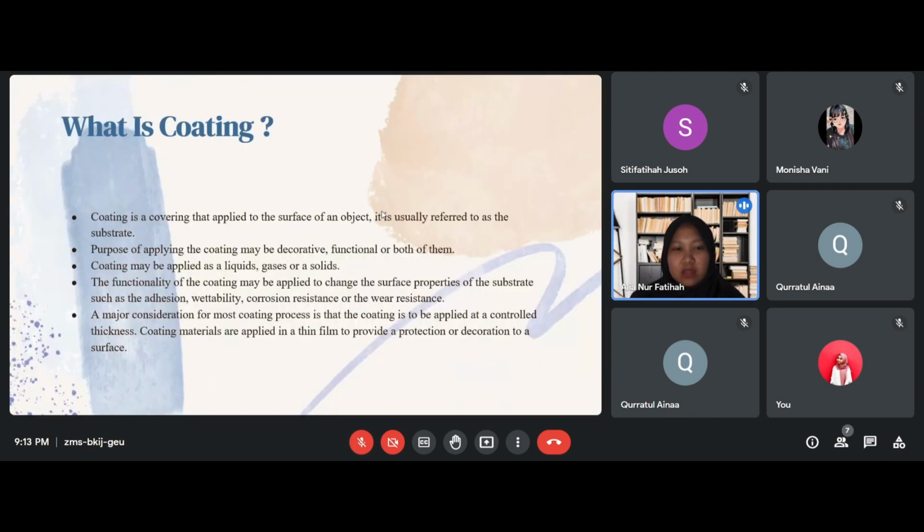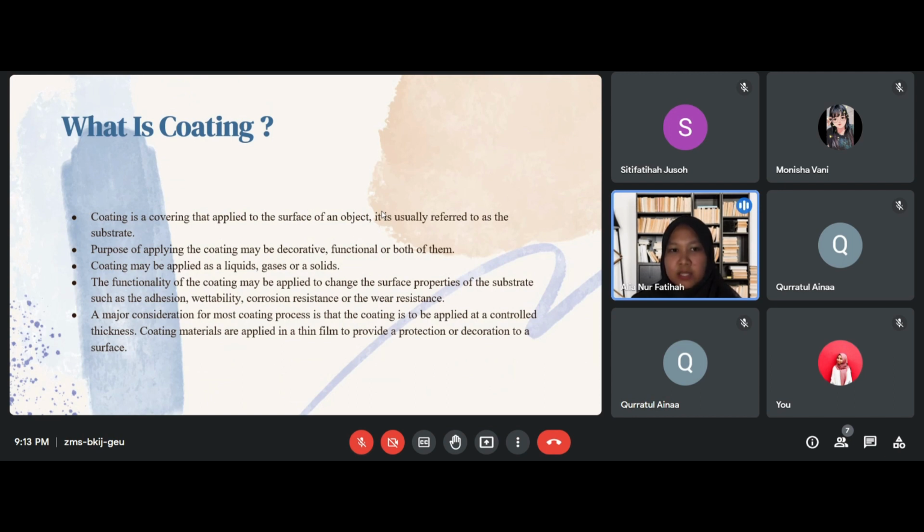So what is coating? Coating is a covering that is applied to the surface of an object, usually referred to as the substrate. The purpose of applying the coating may be decorative, functional, or both of them. Coating may be applied as a liquid, gas, or a solid.